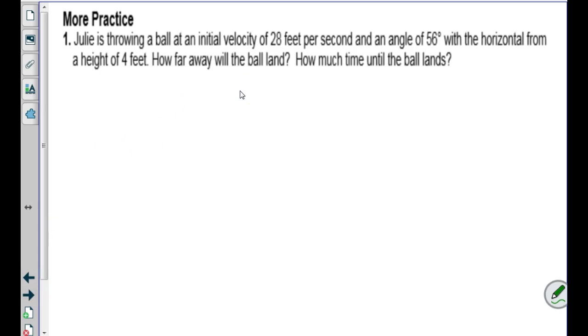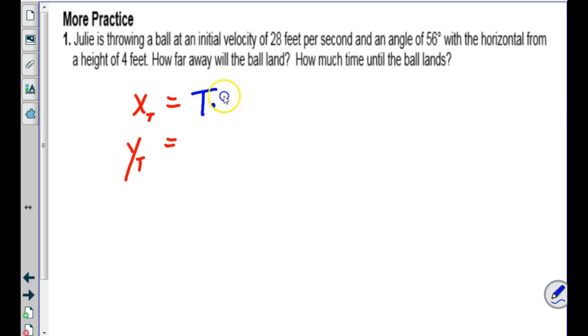Julie's throwing a ball at an initial velocity of 28 feet per second at an angle of 56 degrees from a height of 4 feet. How far away will the ball land? How much time until the ball lands? Tell me what I'm going to type in. X of t equals and y of t equals. Anybody?